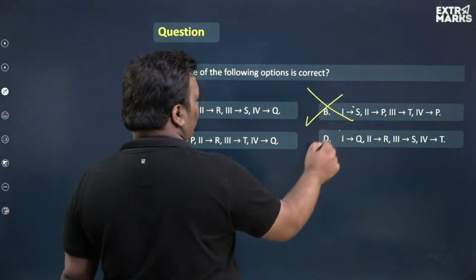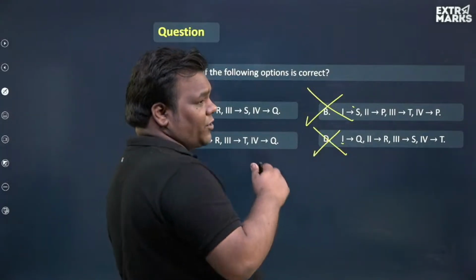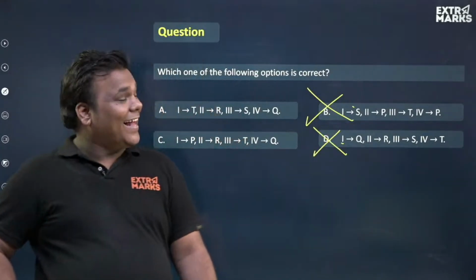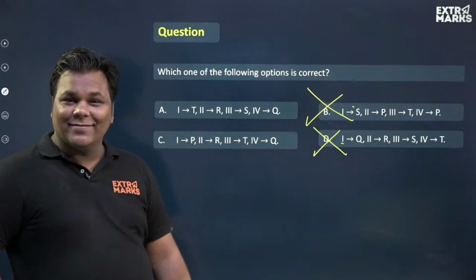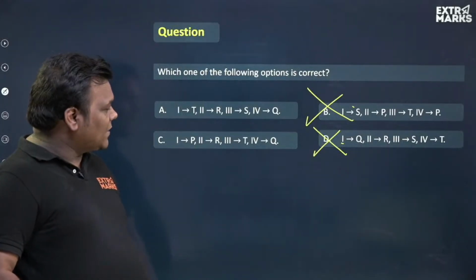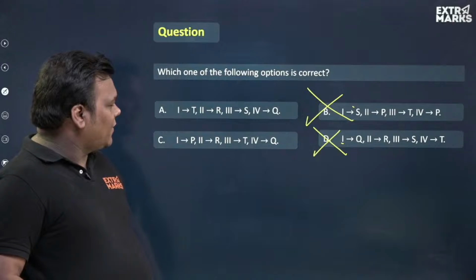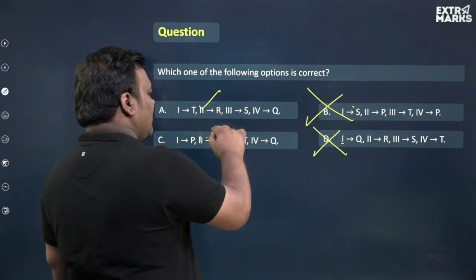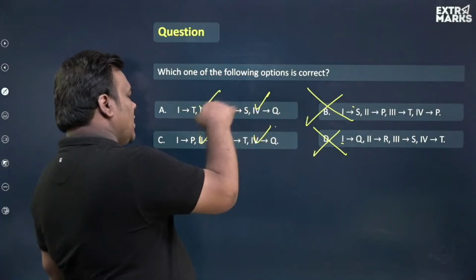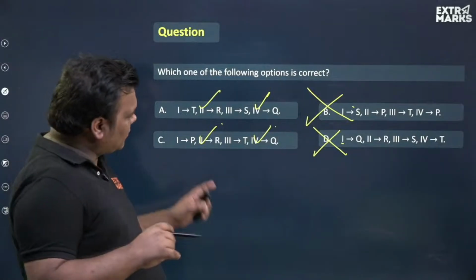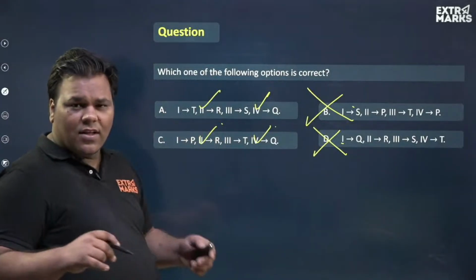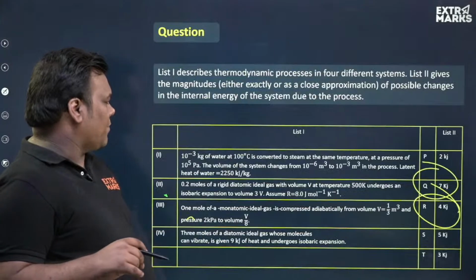Again, we can only eliminate one more option. Again, A and B remain. Right? Second is R. Fourth is Q. Now there is a confusion, a competition between third and first. Okay, how can we solve them?